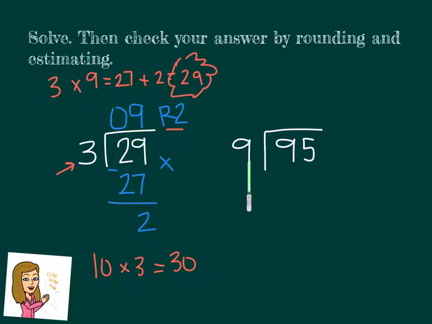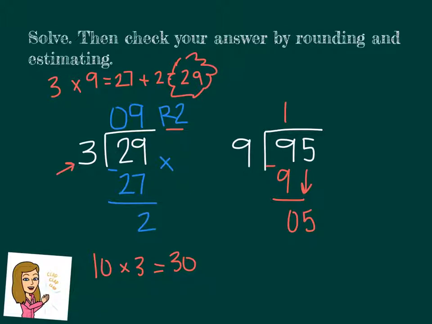95 divided by 9. Ooh, I like this because the 9 does go into the first number, 9. We have an appetizer at our dinner party. So 9 times 1 is 9. Now I subtract. 9 minus 9, 0. Bring down the 5. Ooh, but now we're stuck. Does 9 go into 5?